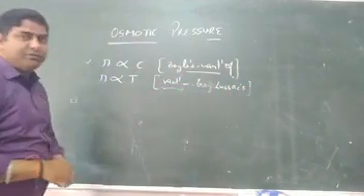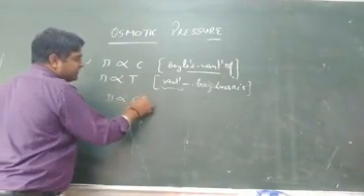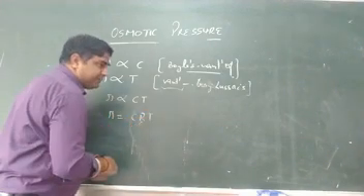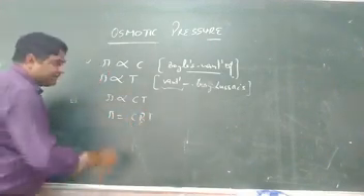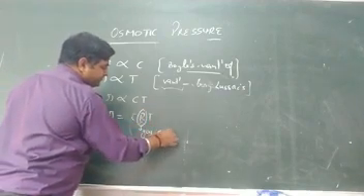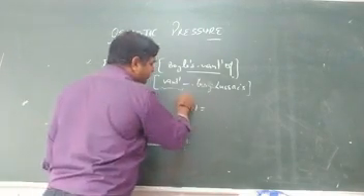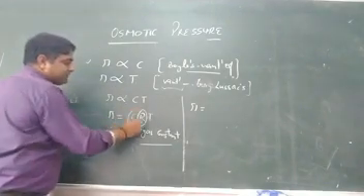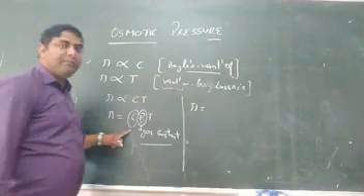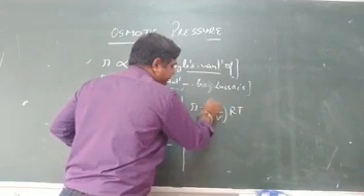On combining these two equations, we get pi directly proportional to CT. So pi equals CRT. We all know what R is. R is called the gas constant. So pi equals, if we substitute the value of concentration, concentration is defined as number of moles per unit volume, so n upon V into RT.